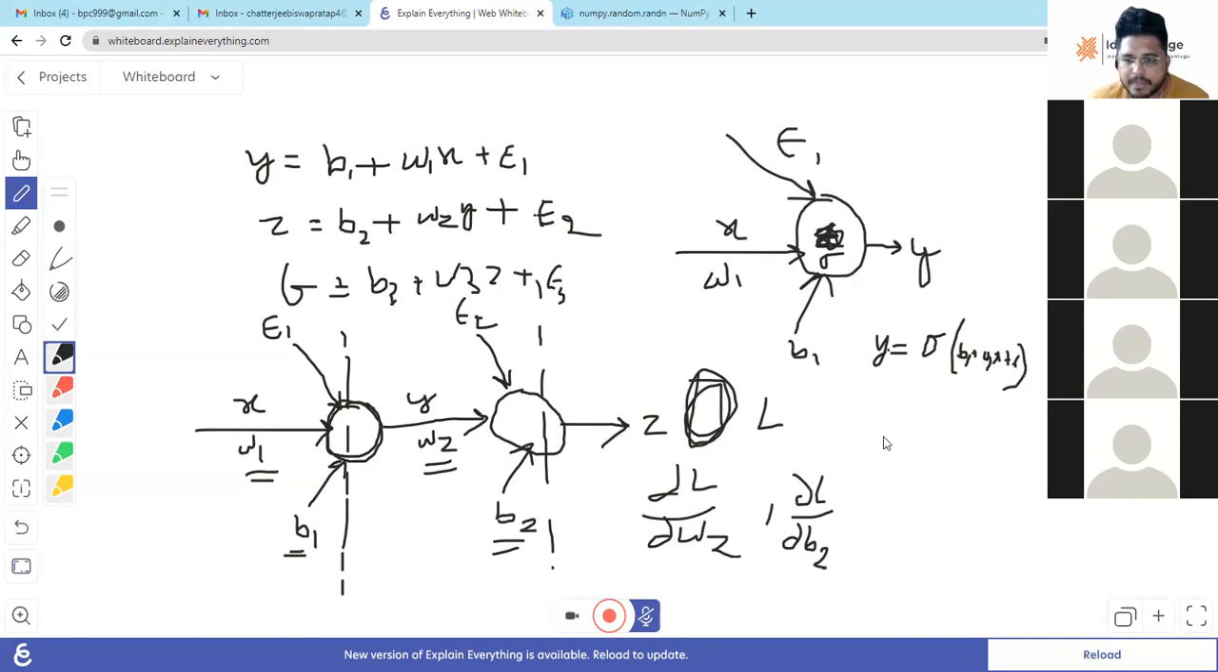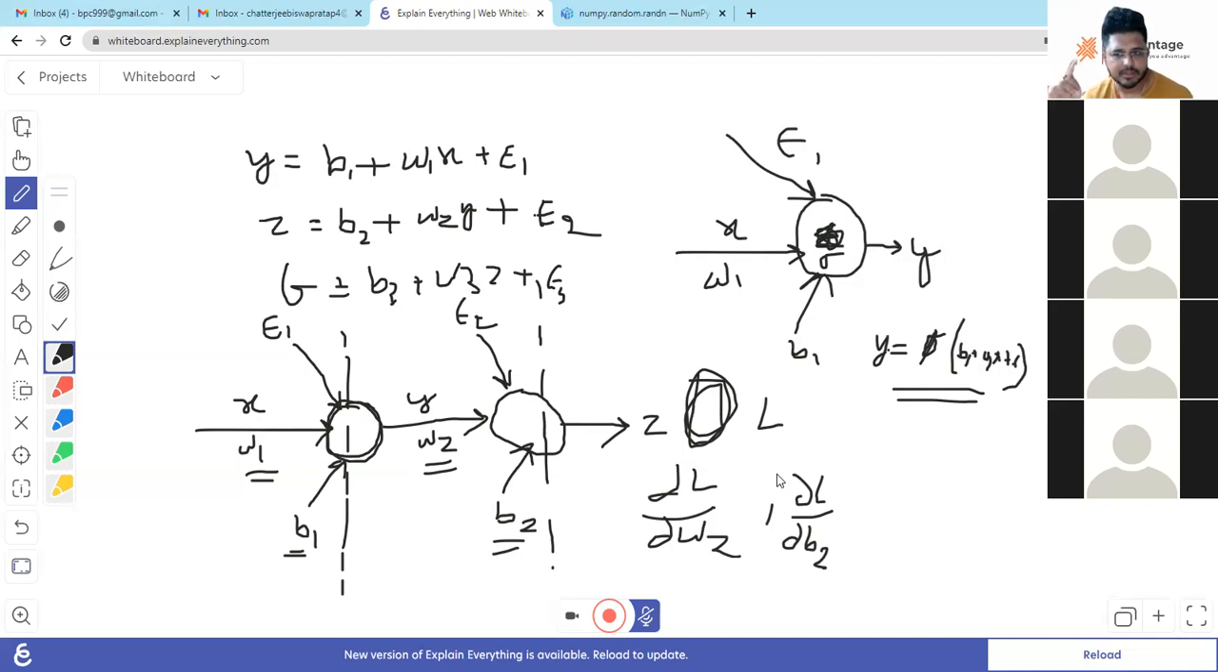Got it? Yes. So now this is no more a linear function. But if I remove the sigma, it becomes a linear function. So whenever there is no activation function in a neuron, it is called a linear function. But if we have an activation function which is not linear in nature, like tanh, softmax, ReLU, sigmoid, then it is called a nonlinear activation function.